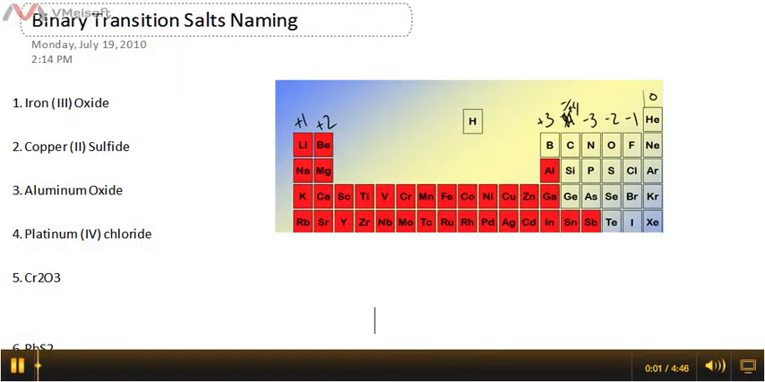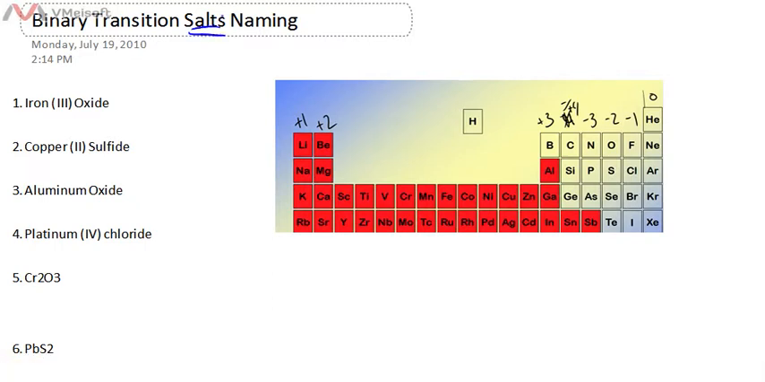Here is how you name ionic compounds or salts that include transition metals.